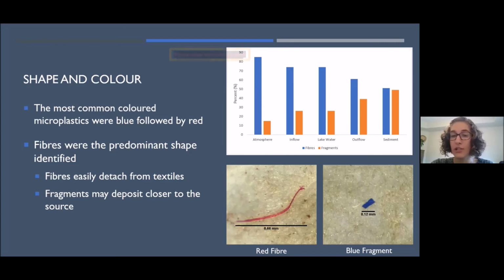The prominent nature of fibers in the atmosphere is likely because fibers easily detach from clothing during laundry drying and everyday wear, and because fibers can remain suspended in the atmosphere longer, allowing them to travel to remote regions or globally. Fragments, on the other hand, may deposit closer to the source. The pictures on the bottom here is a red fiber, and then you can see a blue fragment on the right.